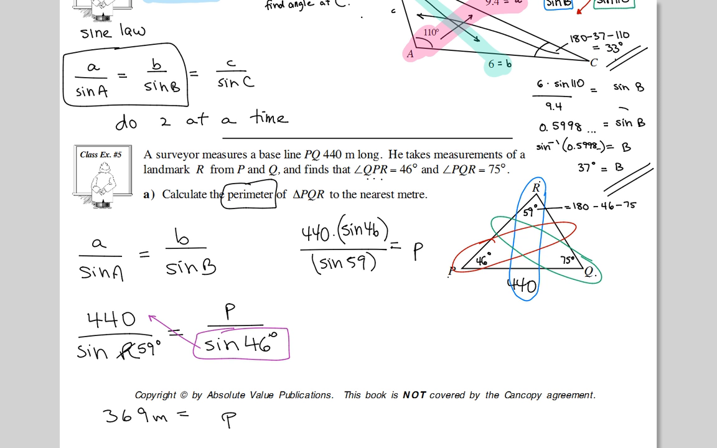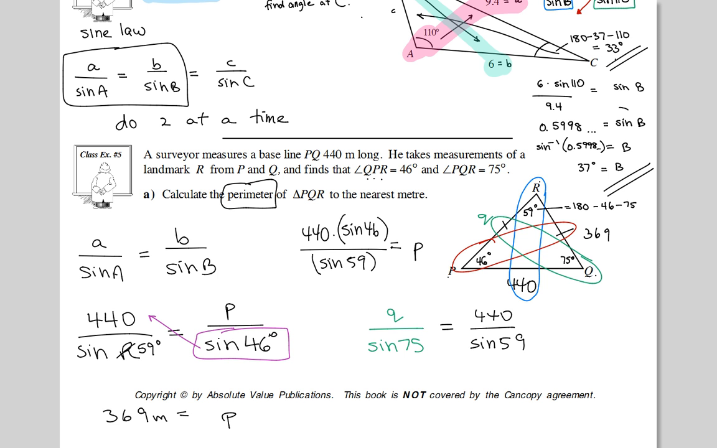Okay, so we got P. It's 369. All we need now is little q. I'm just going to switch to green. Sine of q would go in the bottom here. Sine of 75 in the bottom. Little q goes with that, right? Little q goes with big Q. So little q over sine 75. And then I'll just use the r again. So 440 over sine 59.